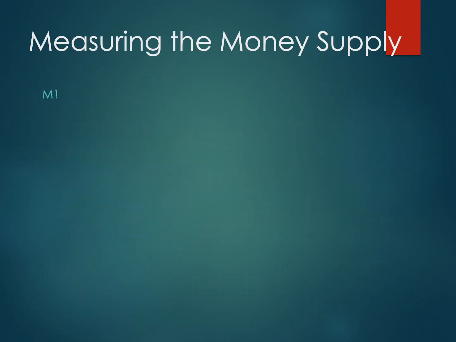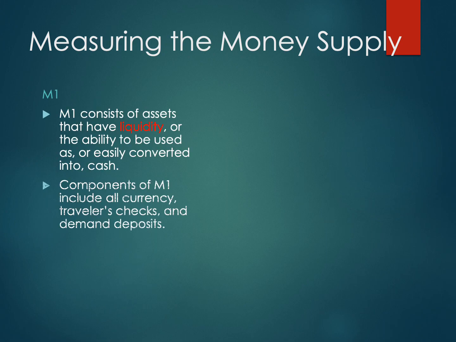So that's what money is, those are the characteristics, and that's where it gets its value. But how much is there? Well, it really depends on what kind of money you're asking about. So the money supply can consist of two different calculations. Number one is M1 money. M1 consists of all assets that have liquidity, or the ability to be used as or easily converted into cash. What does that mean? Well, it's the money you can use quickly, in other words.